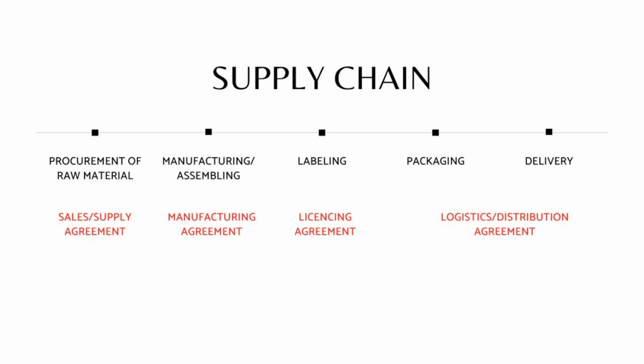Now let us understand about the requirement of contracts and agreements over here. You can understand these are the agreements relating to these processes. Sales supply agreement, manufacturing agreement, then licensing agreement. And then in the last part, you can see logistics distribution agreements. So it means you have to draft these agreements as a fashion lawyer, or if you're a fashion brand owner, you need to have these agreements with you. Now I am not discussing anything about the IP over here. I'm just discussing the contractual agreement part, right?